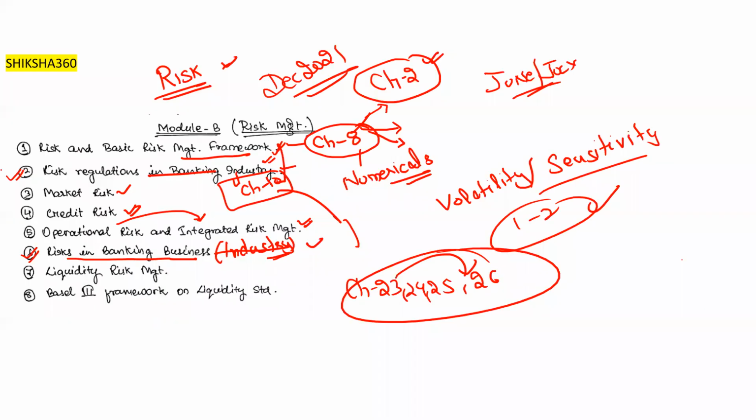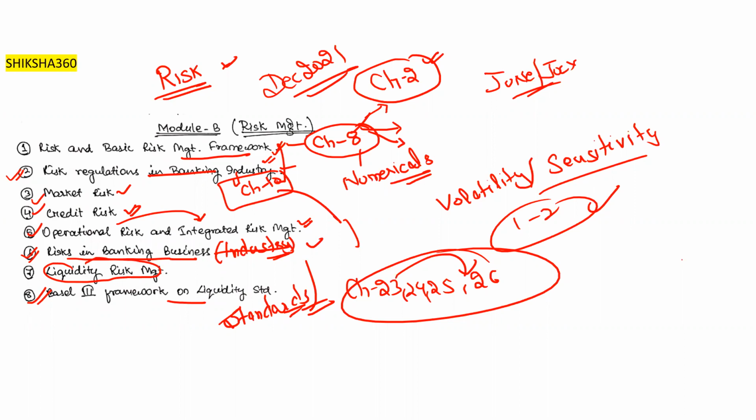Like this one: market risk, credit risk, operational risk. This is the fourth risk, liquidity risk management. And the last one is the Basel III framework on the liquidity standards, clear? So these are the Basel norms, clear?